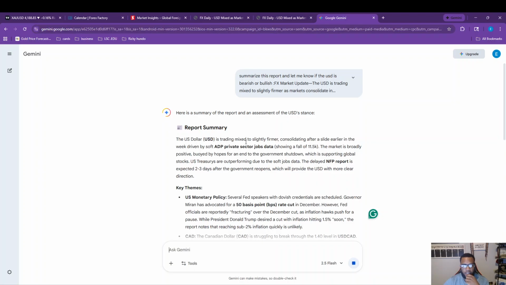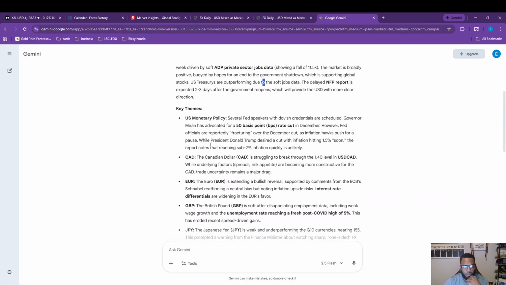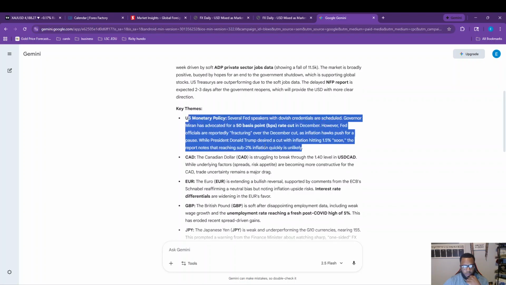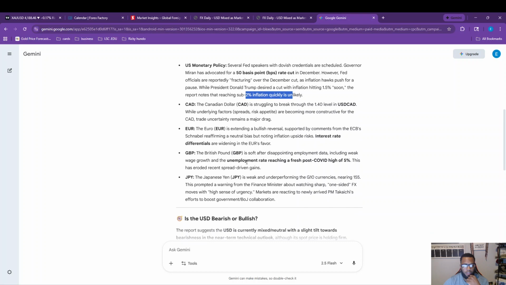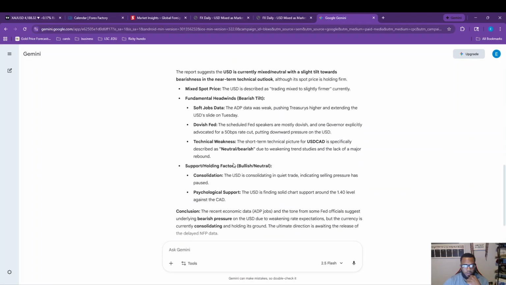You know, the US dollar is trading mixed to slightly firmer, consolidation after a slide earlier in the week. It talks about the ADP with the job data. That's news from Forex Factory. And then it tells you the key terms so that you can understand what's going on when it talks about the 2% inflation, and then it summarizes all of the other pairs. So that could definitely give you, like, a dovish Fed. It explains what mostly dovish means, and one governor advocated a 50 BPS. I don't know if you'll understand what that means.